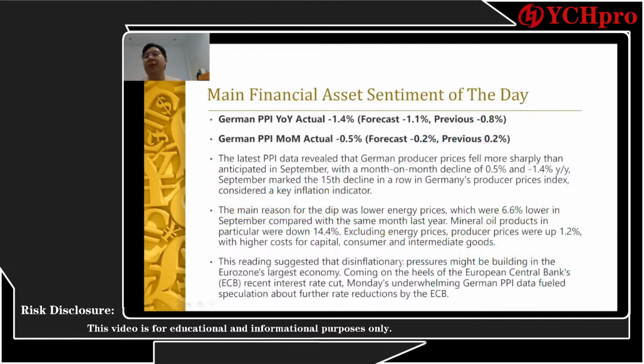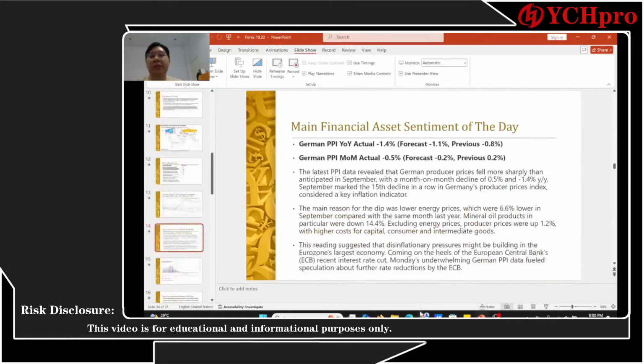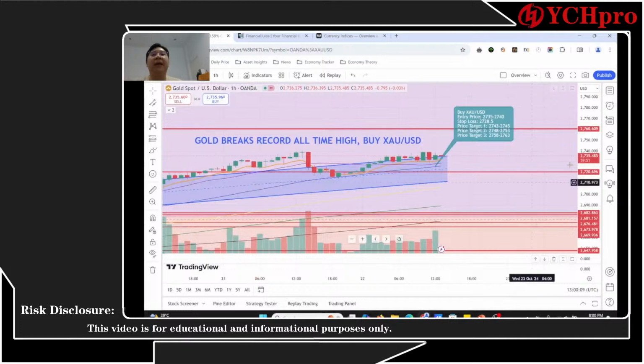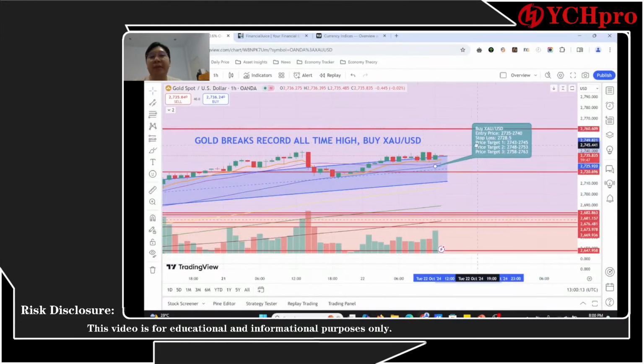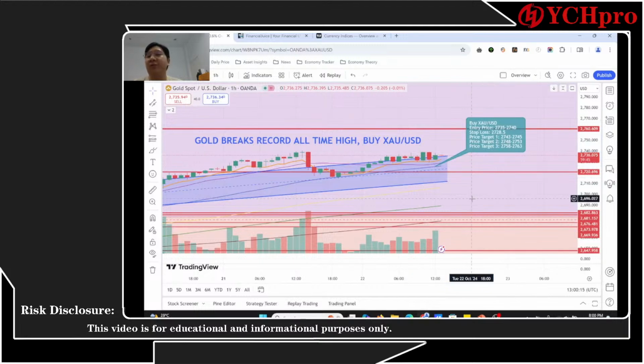Okay, so I'll be talking about this German PPI data later on, but for now, let us go back to the charts, see what has been happening since then, and maybe we could find something interesting on the market, guys.